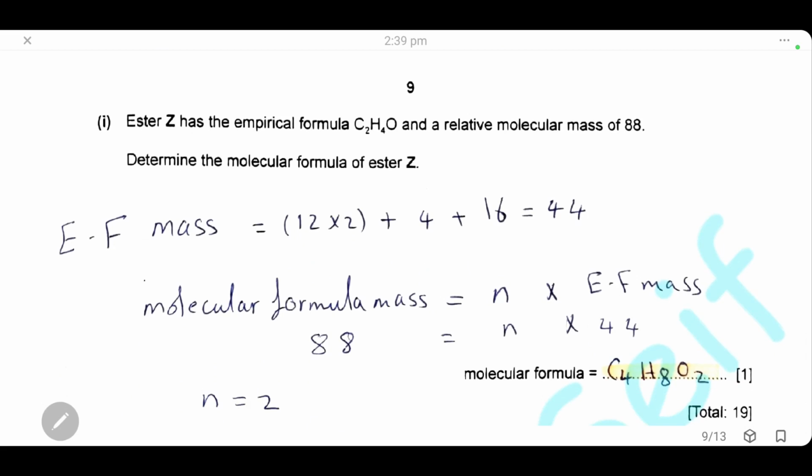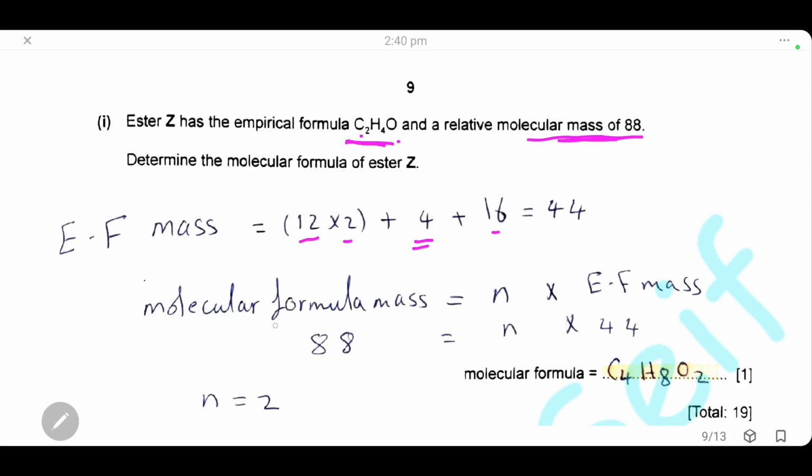An ester Z has the empirical formula of C2H4O, and the relative molecular mass is 88. Determine the molecular formula of Z. So here we know that the molecular mass is 88. First we will calculate the mass of the empirical formula. Here we have 2 carbons, 12 multiplied by 2, then 4 hydrogen, 4 multiplied by 1 is 4, and 1 oxygen, which is 16. So the mass of the empirical formula will be 44.